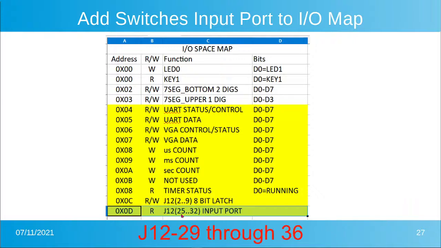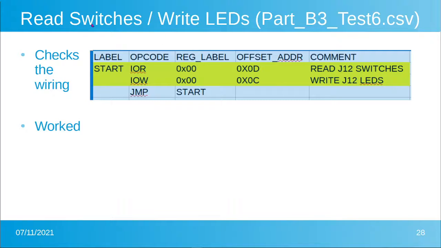I believe this number is wrong. I think it should be 29 through 36. I believe that's what I set it to. We'll add that to address D. Before we do that though, let's make sure the wiring is right.